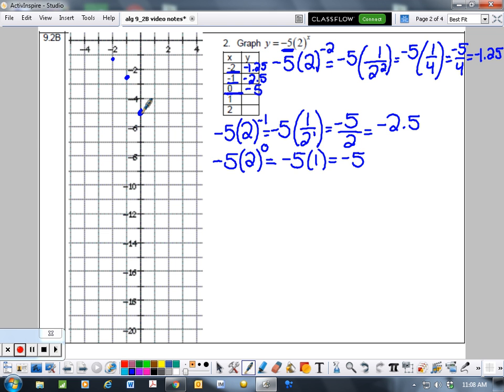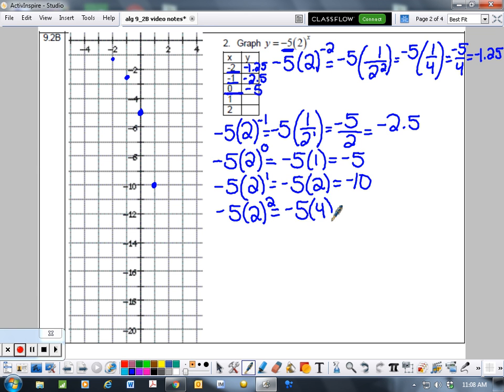And so now we're going to go ahead and look again. So negative 5 times 2 to the first power. So negative 5 times 2, which gives us negative 10. So 1 and negative 10. And the negative 5 times 2 to the second power, which is negative 5 times 4, which is negative 20. So 2 and negative 20. So again, looking at this, it's going to hug the x-axis and then get steeper and steeper down.